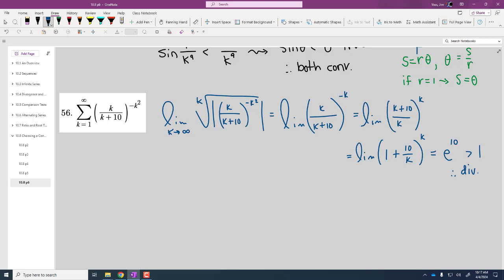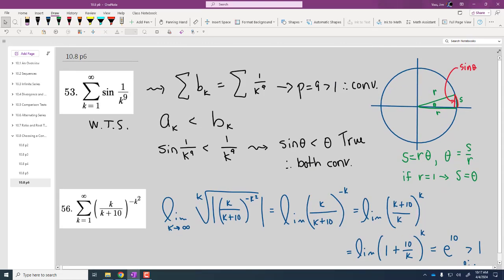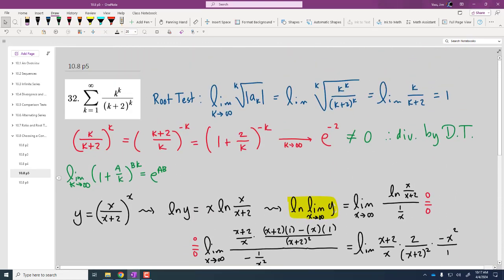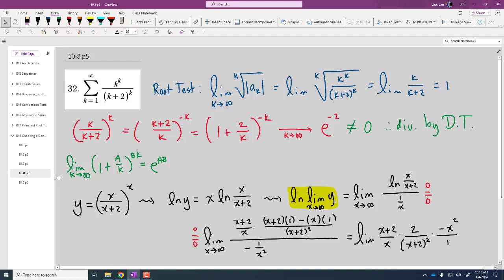So root test worked out great there. And normally, again, if the root test works, it works really fast usually. And what is it? It's e to the a times b. So it is that right there. So 1 plus a over k to the bk will go e to the ab. So that's the first question on your worksheet, is to work out that math.